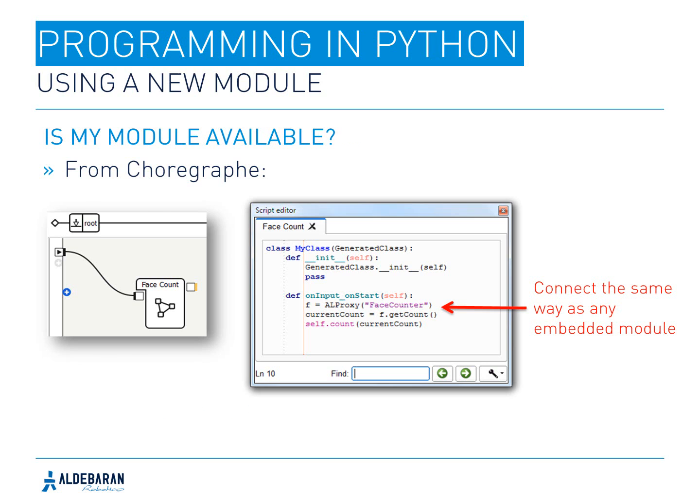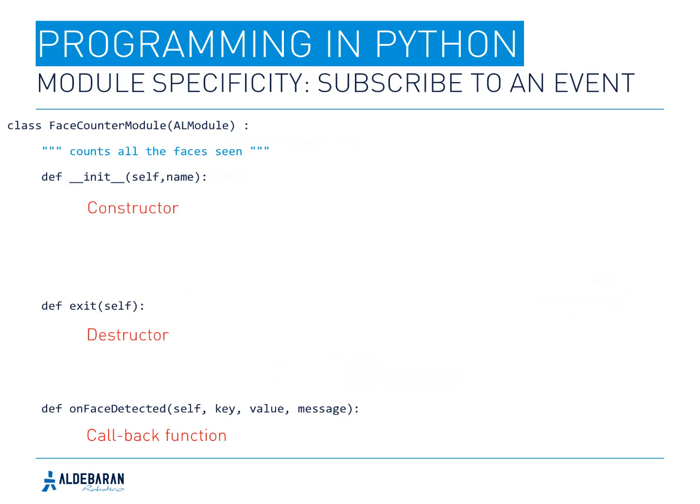There's only one more thing that we need if we want to actually count the faces, which is to get a signal every time the robot sees a face. So for this we need to subscribe to a memory event that the module ALFaceDetection provides. This event is called FaceDetected, and we need to subscribe to it, which means we need to provide a function that will be called every time FaceDetected is activated, which means every time NAO sees a face. This is a great specificity of the modules because only modules can subscribe to events and actually react on events.